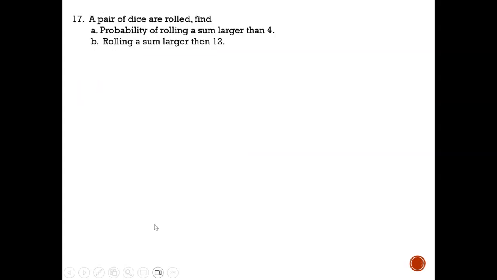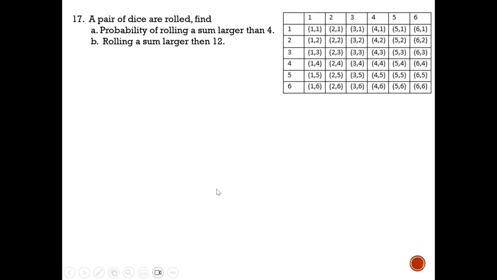Okay, now number 17. Number 17 has 2 parts, A and B. It says a pair of dice are rolled. Find the probability of rolling a sum larger than 4. There's all the combinations of how the dice can be rolled. It's going to be 36, because there's 6 horizontally and 6 vertically. So 6 times 6 is 36. My sample space will be 36.